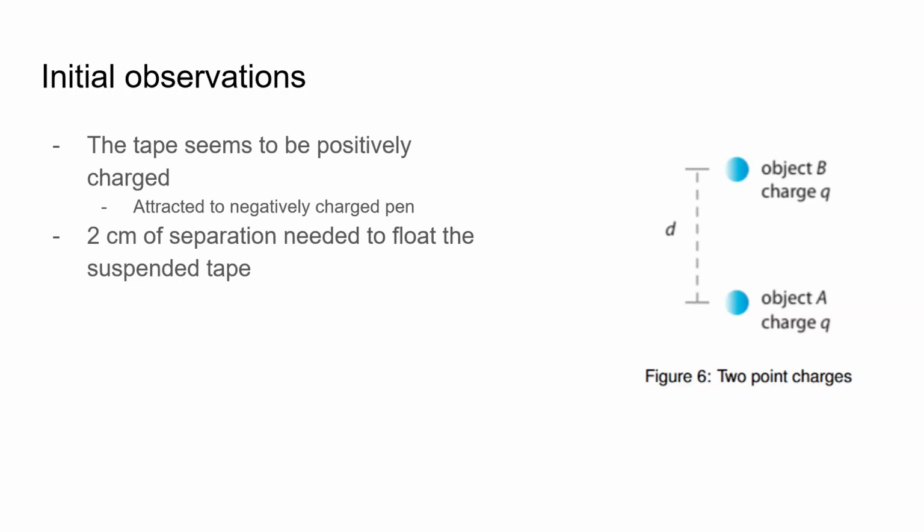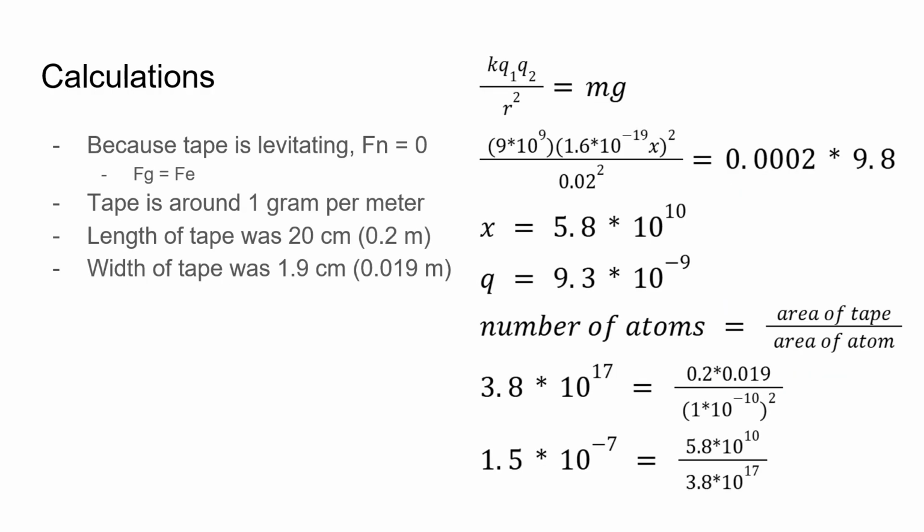So some initial observations before we get into things. The tape seemed to be positively charged as it repelled itself and was attracted to a negatively charged plastic pen. And then from eyeball measurement and with a ruler, 2 centimeters of separation was needed to float the suspended tape. So some quick calculations, the same as last time. What I really want to highlight here was that last time we found that the charge on the tape was around 9.3 times 10 to the negative 9 coulombs.